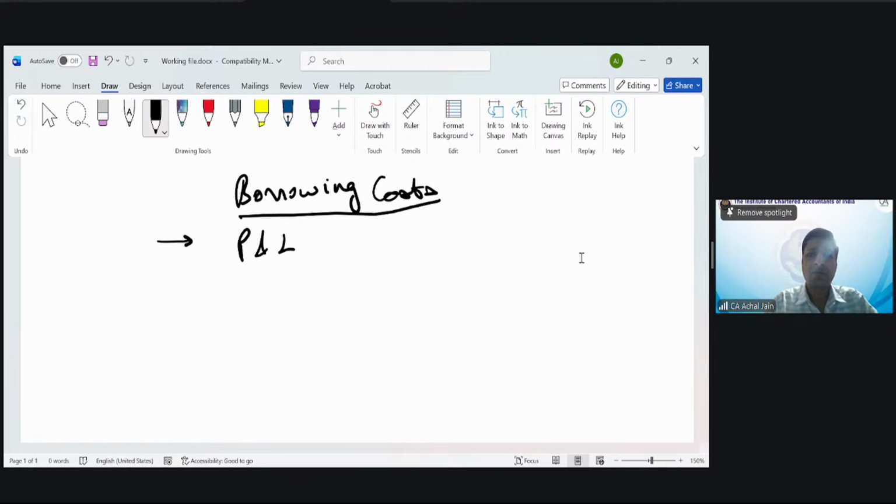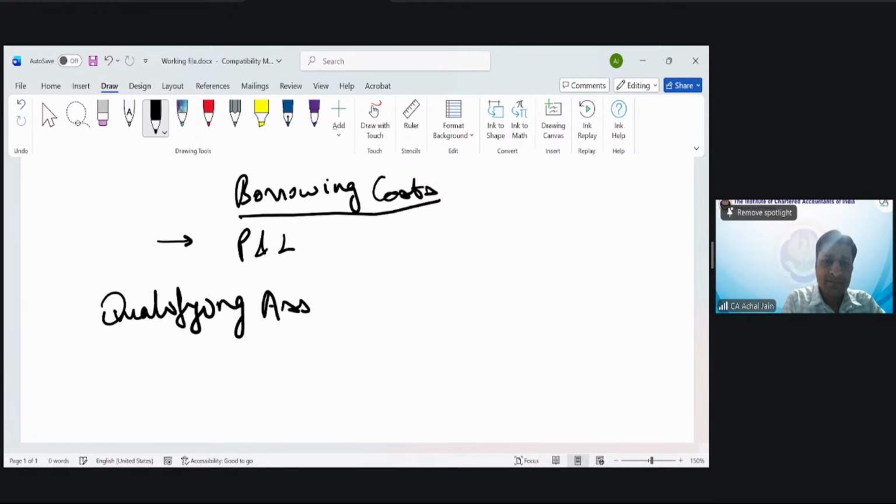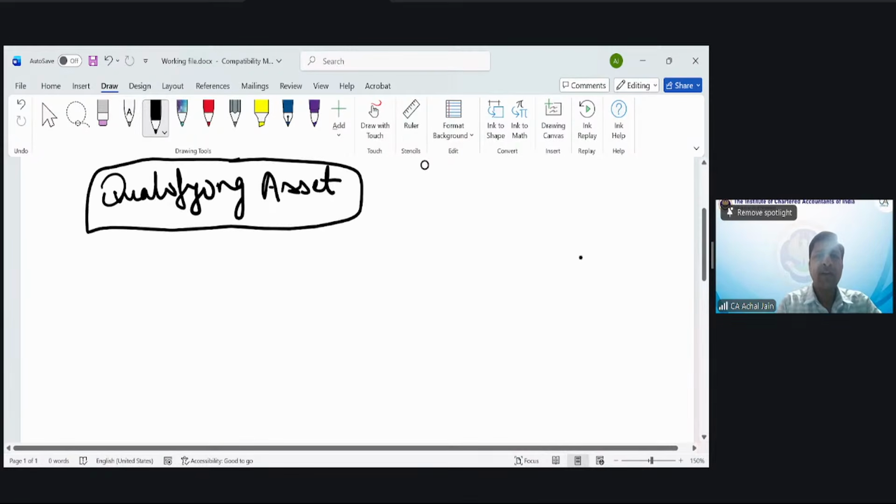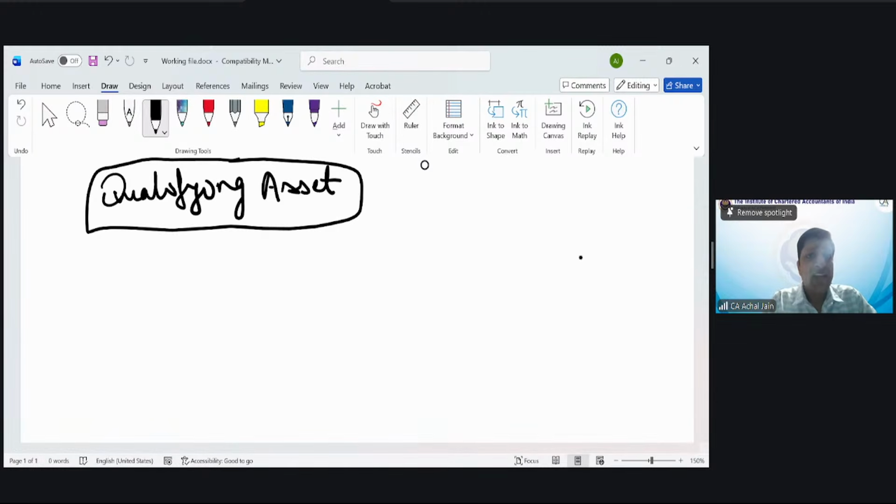There's a concept that we call qualifying asset. Now let's try to understand qualifying asset. It is any asset which takes a substantial period of time to get completed. Can you give me some examples? Any example that comes to your mind for a qualifying asset? An asset which takes a substantial period of time. Substantial period of time is generally a period of 12 months or more.